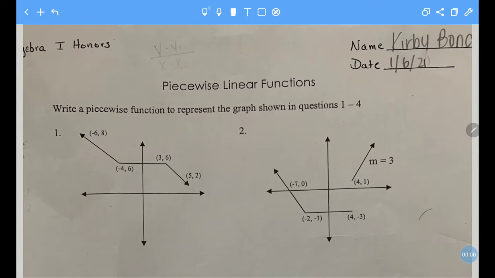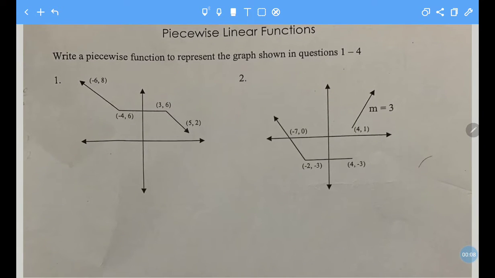All right, Kirby, here you go. I'm going to help you with a couple of these, and I'll leave the other ones for you to give a shot. Have your mom give me a holler if you don't get them, okay?